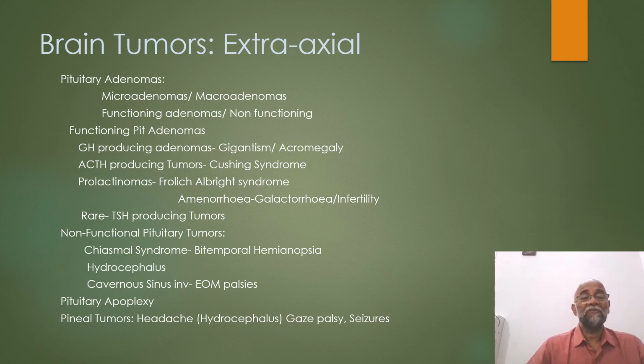An acute presentation of a pituitary adenoma can occur in the form of pituitary apoplexy, where a bleed into the tumor results in a sudden increase in size, producing visual impairment, oculomotor palsies, headache, and often panhypopituitarism. Pineal tumors can produce headache, gaze palsies, and seizures. Headache is often because of hydrocephalus, because of pressure on the aqueduct.